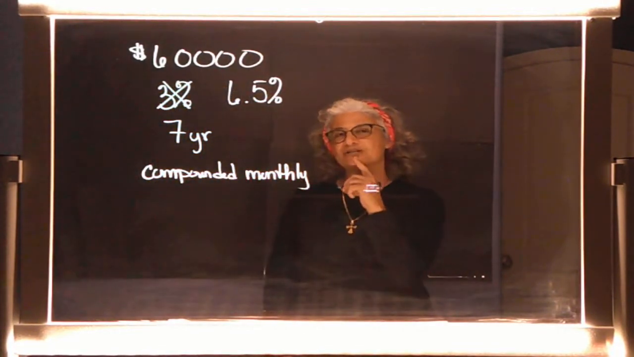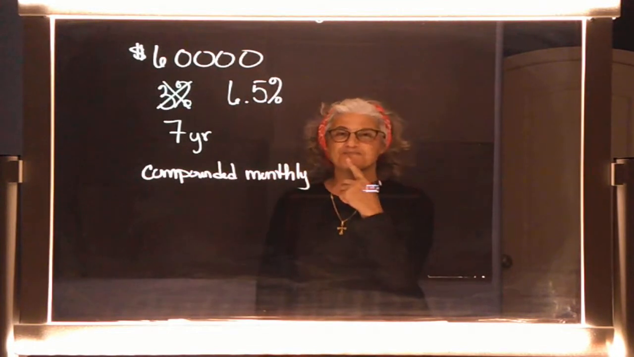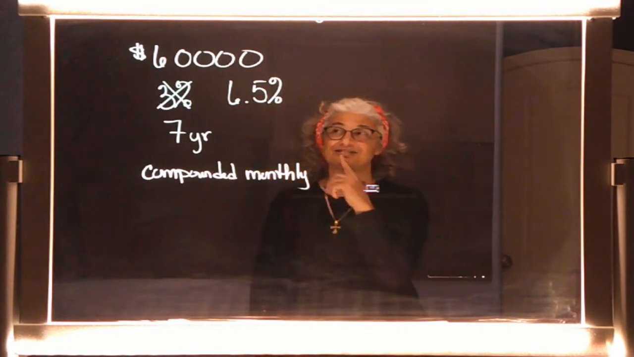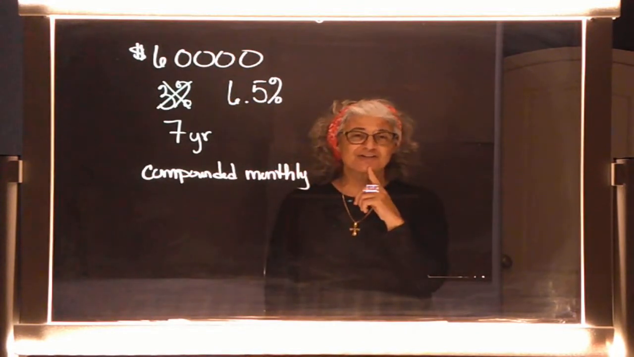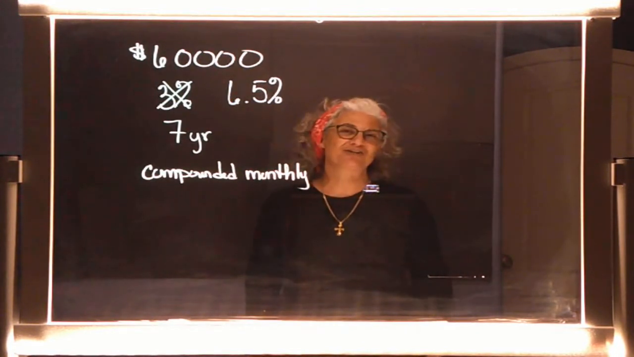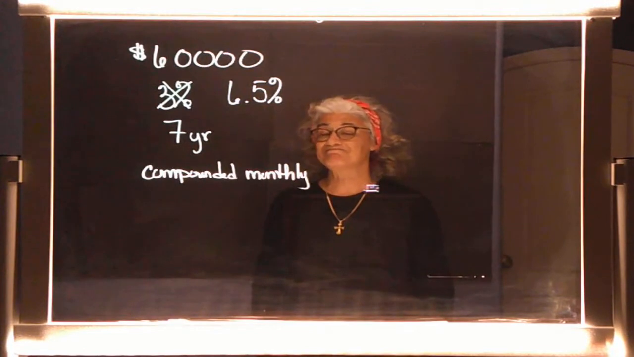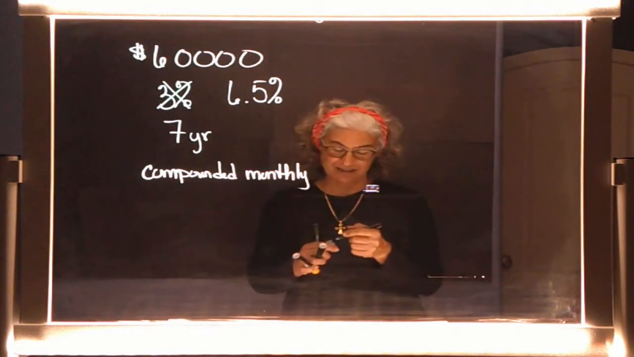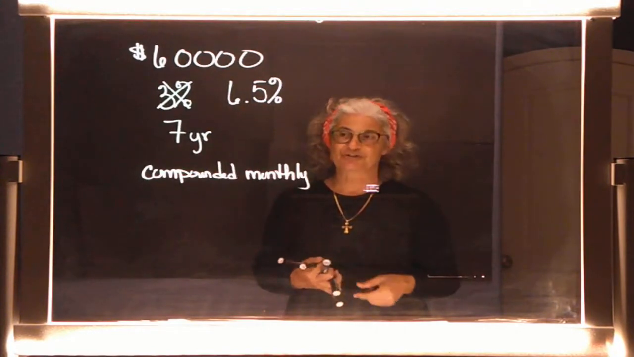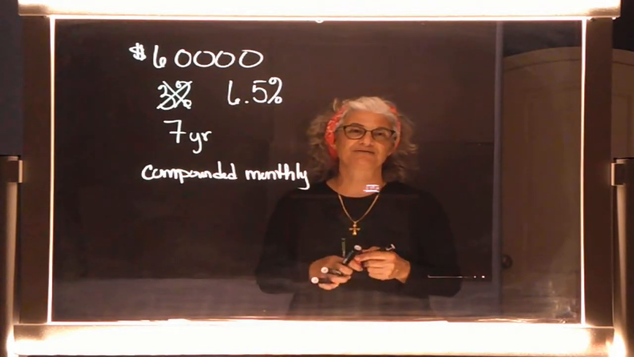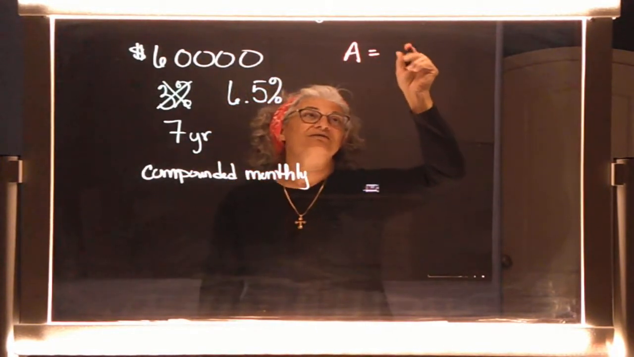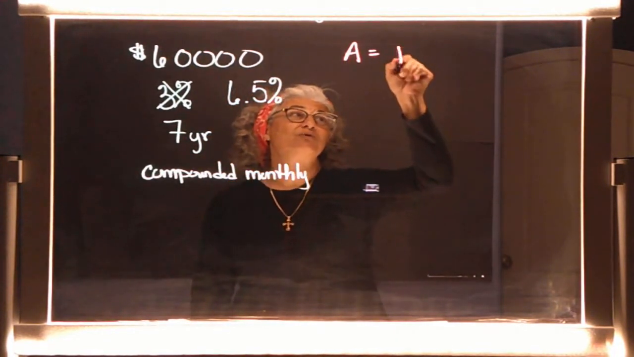And so now the question I have for you is this. At the end of the 7 years, did you only pay $60,000 for the car? How much did you really pay for that car at the end of the 7 years? So, let's take a look. This says compounded monthly. Agreed? So, what formula are we using? That's right, we're using the compound interest formula, right?